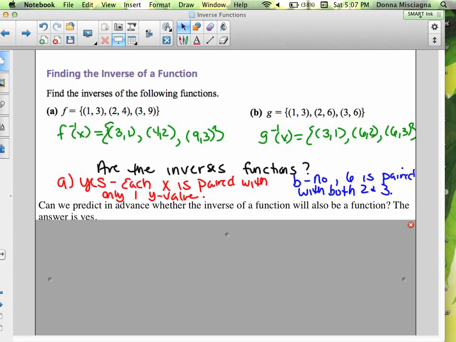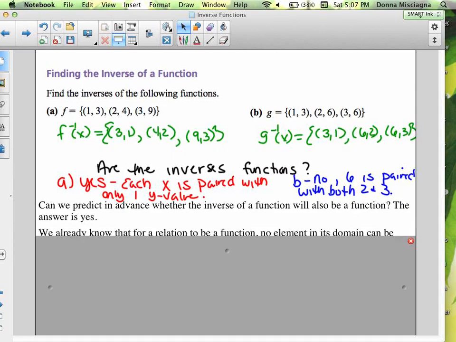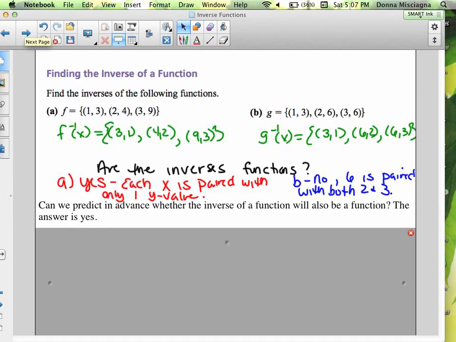So can we predict in advance whether the inverse of a function will also be a function? And the answer is yes.